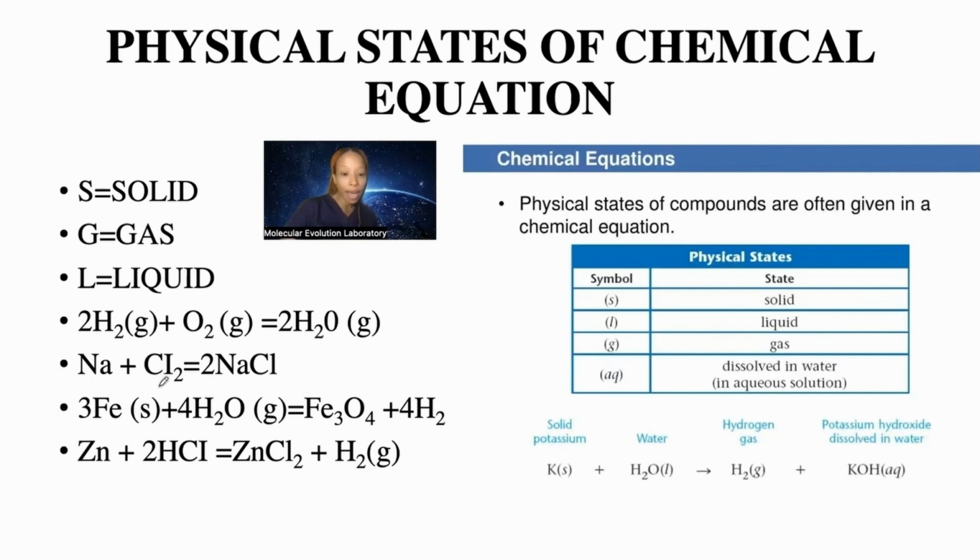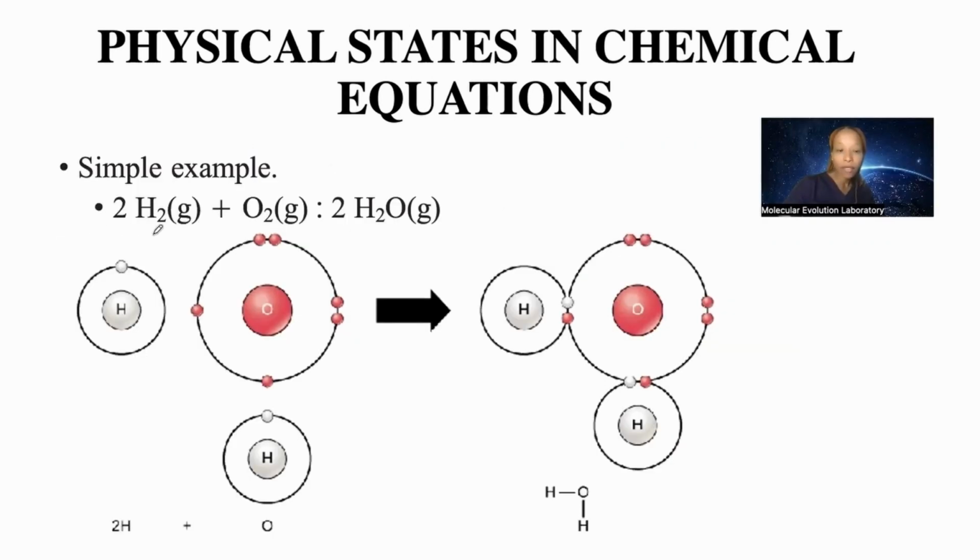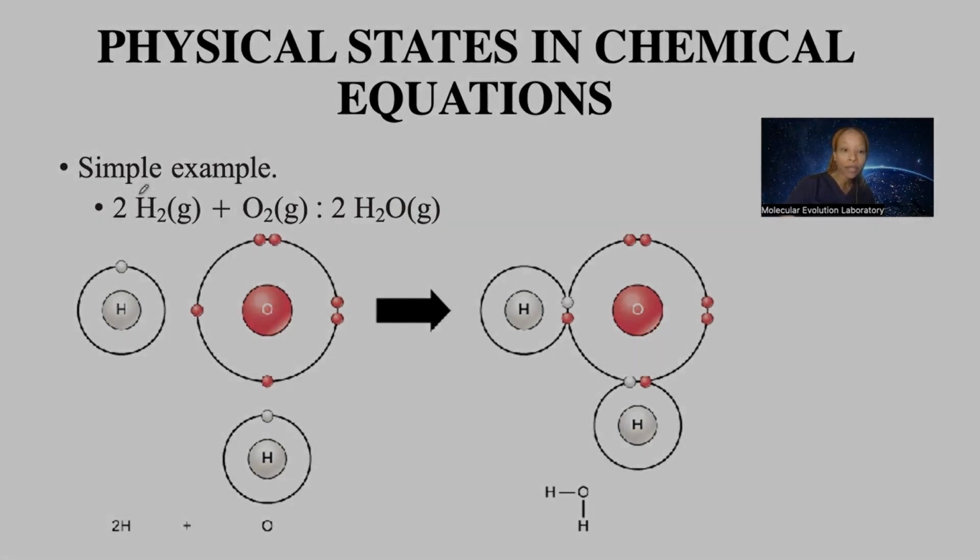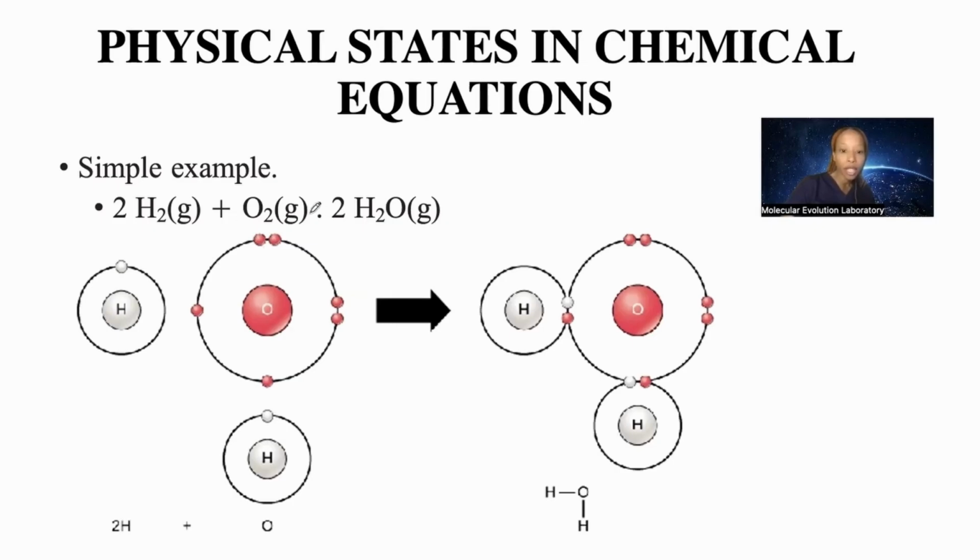Sodium plus chloride gives you sodium chloride. Iron in the form of solid plus water molecules in the form of gas gives you ferric oxide and hydrogen molecules as well. Zinc plus hydrochloric acid gives you zinc chloride plus hydrogen gas. So here we also have the representation of physical states in chemical equations, where we have 2 hydrogen molecules in the form of gas, 1 oxygen in the form of gas gives you 2 H2O. And as you can see, this is a balanced equation.